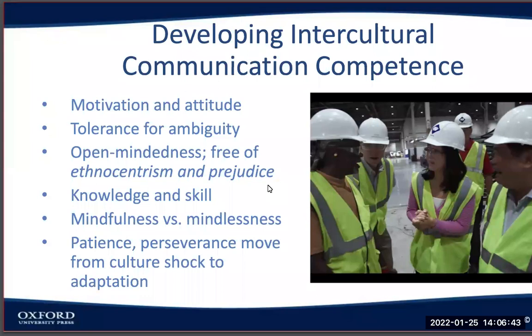You also develop knowledge and skills, which requires being mindful. When you're mindful, you're aware of your own behavior and that of other people. And if you are mindless, you are the opposite. You are basically oblivious to how you behave, and you are not aware of how you can be offensive to other people. And that can cause a lot of issues in communication, where you're not going to be able to communicate well with other people because you're not aware of how you're acting and how it can be offensive to someone else. And then you have to be patient and you have to persevere.